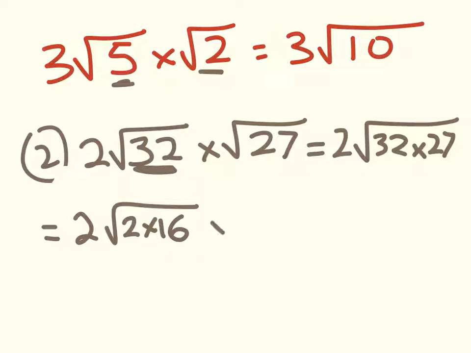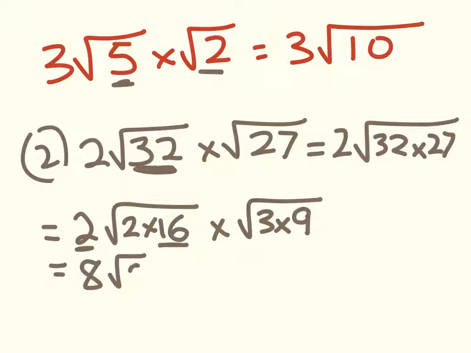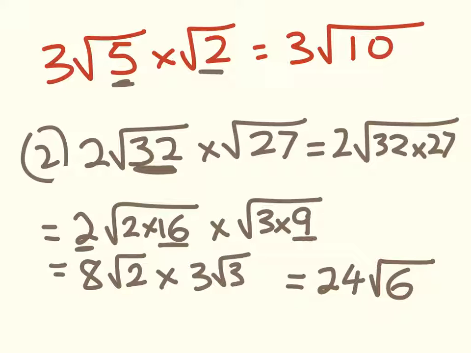16 times 27 is 3 times 9. So this equals 2 times 4, so 8 root 2 times 3 root 3. Right, and that equals 24 root 6. Okay, so we're just multiplying the real parts there together and these. So my nice final answer is 24 root 6. Not times 2 times whatever that number is in there.